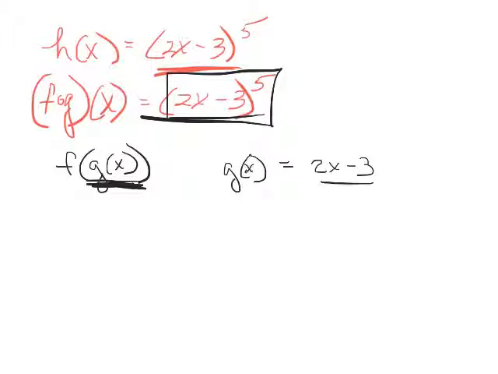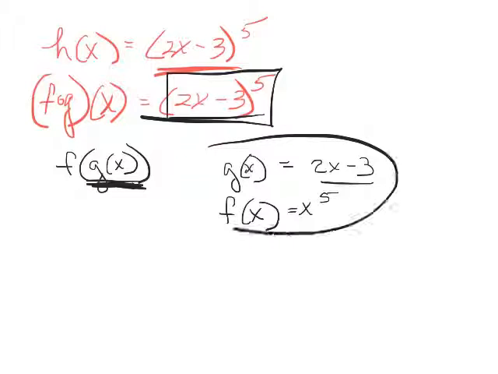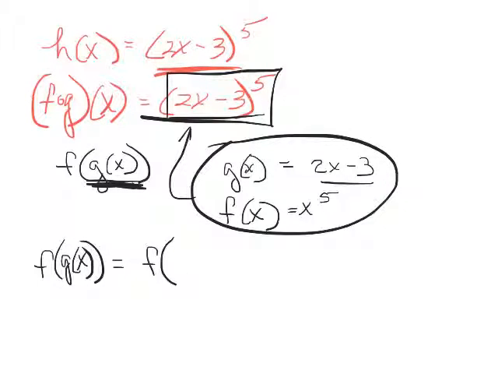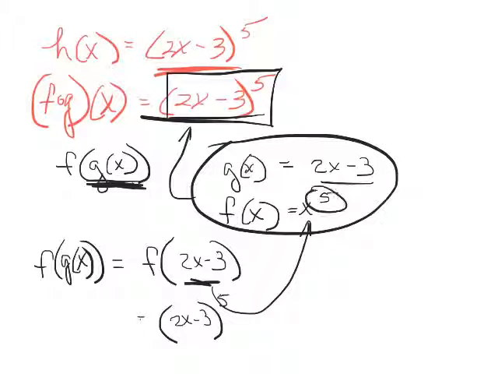What did I do to the 2x minus 3 to get this? Well, I took it to the 5th power. So if my f of x equals x to the 5th power, let's say that's the answer, and let's see if it gives us this. So we have f of g of x. My g of x is 2x minus 3, and I'm going to take my 2x minus 3 and plug it in for x here. That gives me 2x minus 3, and I take it to the 5th power, because that's what it says to do to my x. So it works.